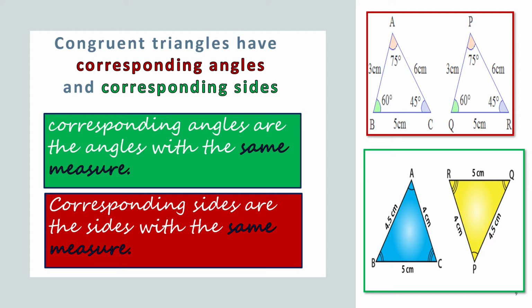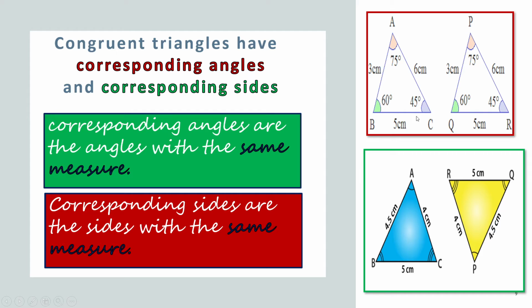So let's find out. Congruent triangles have corresponding angles and corresponding sides. Two words, do not get confused. Just remember one is congruent and the other one is corresponding. So the figure is congruent and the parts are corresponding. Corresponding angles are the angles with the same measure. Here you can see that angle A is 75 and angle P is also 75. So they both are corresponding angles.